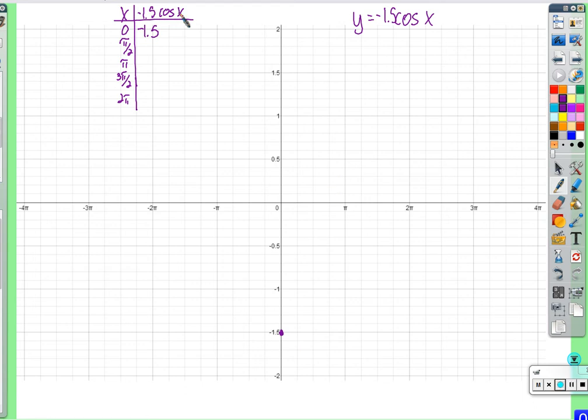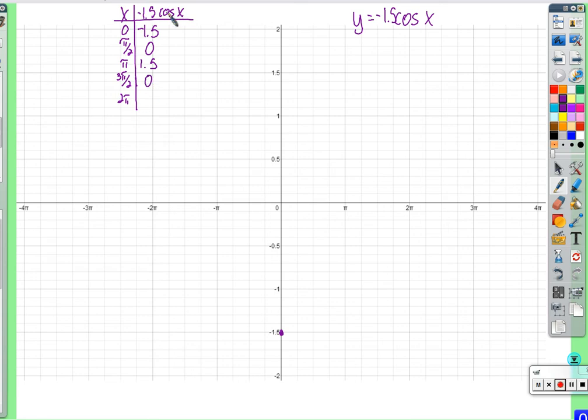Okay, pi over 2, cosine of pi over 2? 0 times anything, it doesn't matter, it's 0. 3 pi over 2, cosine of 3 pi over 2? 0. I'm changing my question to cosine of pi. Negative 1. Negative 1 times negative 1.5, oh, positive 1.5. And cosine of 3 pi over 2 is 0, times negative 1.5 is 0.